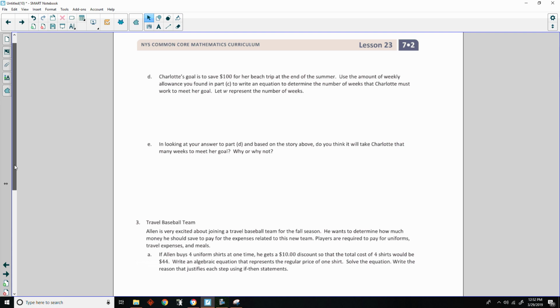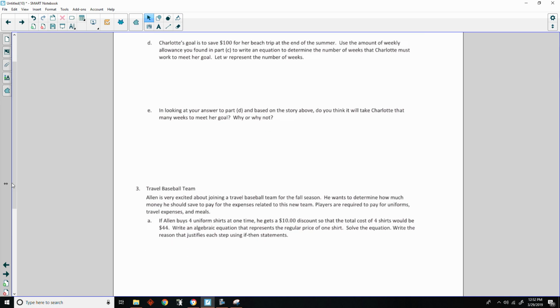Okay, part D says Charlotte's goal is to save $100 for her beach trip at the end of the summer. Use the amount of weekly allowance you found in part C to write an equation to determine the number of weeks that Charlotte must work to meet her goal. Let W represent the number of weeks. Okay, so how much money does she want? That is our total. So it's got to equal $100. And she makes $16 in an allowance per week, and that equals 100. So there's our equation, 16W.